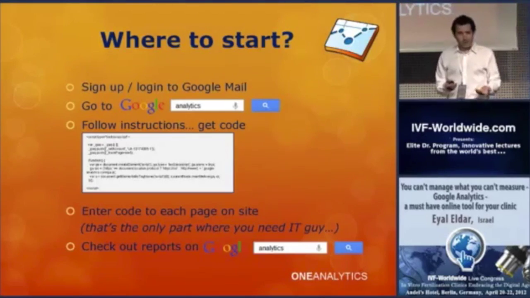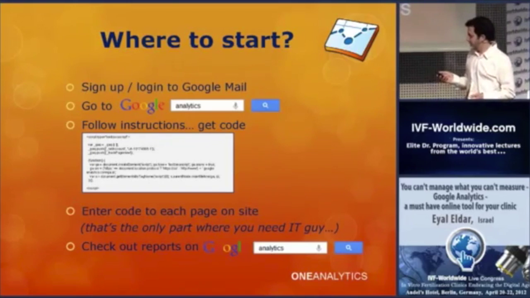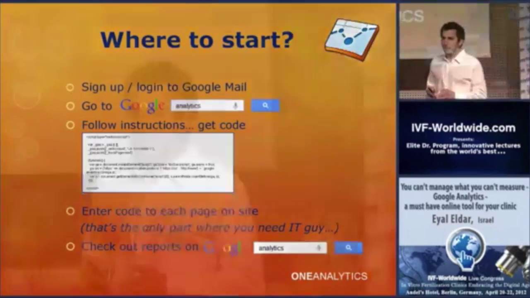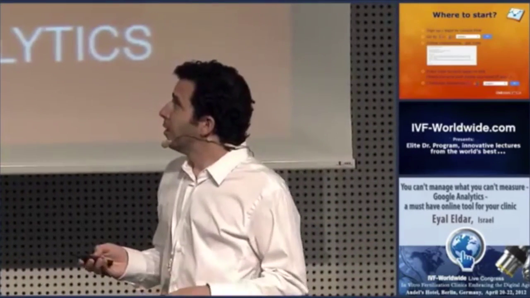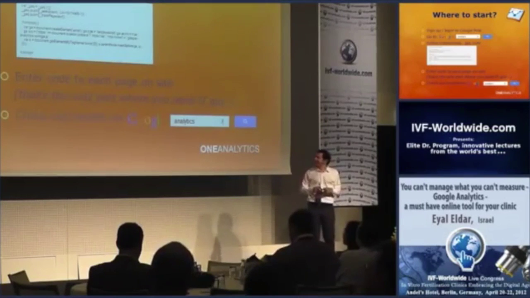So how to start? How do we actually get Google Analytics working on our website? The first thing you need is to get a Google login, like a Gmail user, right? Once you have that, you can start. Then you go to Google Analytics. How do you go to Google Analytics? It's quite simple. You simply Google "Google Analytics," and that will be the first result.